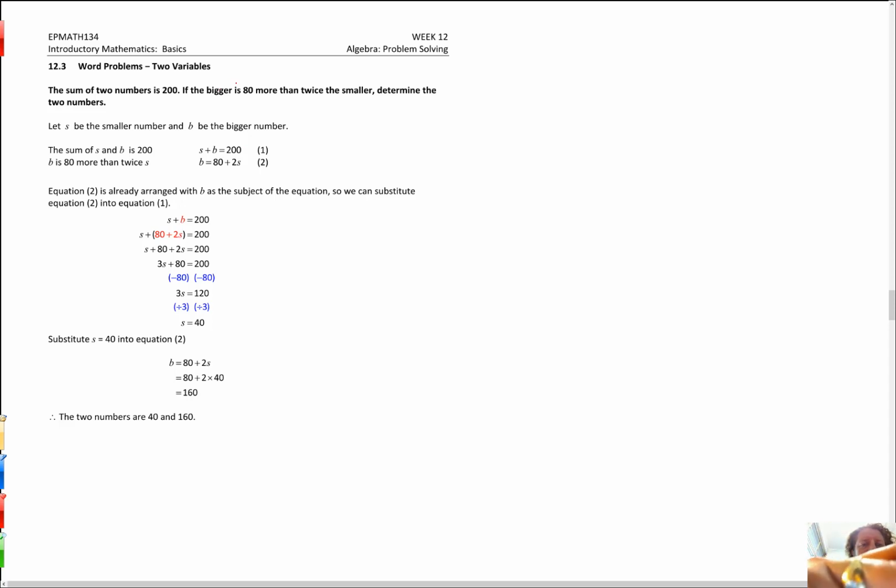The next one's more complicated. It says the bigger, in other words, B, is 80 more than twice the smaller, which I've called S. So bigger equals 80 more than twice the smaller number. Yeah, that makes sense. The bigger is an extra 80 on top of 2 times the smaller. There's my other equation. And now we're just like before. We don't need equation 3 because one of them's already rearranged to a letter equals. The second one's already B equals.